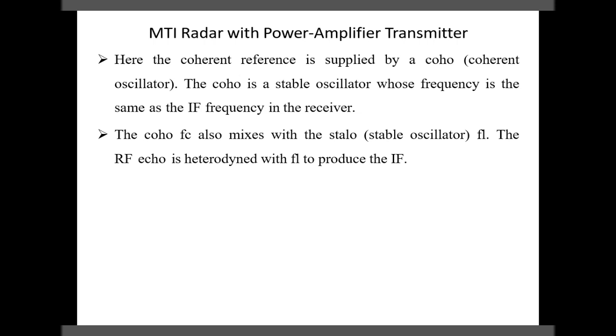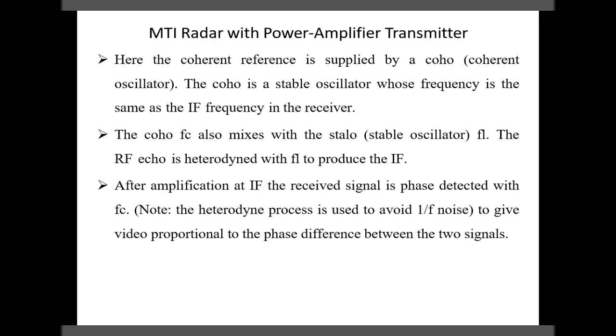The RF echo is heterodyned with the FL to produce the IF. So after amplification at the IF, the received signal is phase detected with the FC. As I explained, initially FC and FL are added and given to the power amplifier, and the pulses of these frequencies are transmitted. Then that will be intercepted by the target, and the target will back reflect the signal. So the back reflected signal consists of three frequencies: FC, FL, and the Doppler frequency FD.